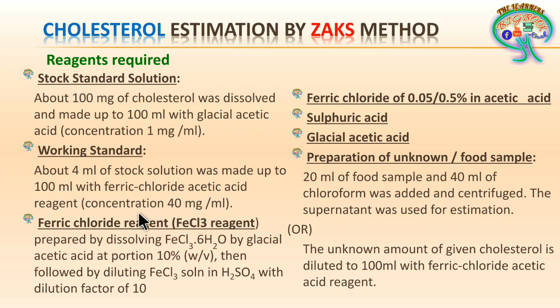The concentration will be 40 microgram per ml, because we are taking 4 ml from the stock, each ml having 1 milligram, and we dilute it 100 times. The 4 ml is diluted 100 times, so each ml will have 40 micrograms. Here it's a typo, this will be mcg, that is micrograms. Now, how to prepare the ferric chloride reagent.